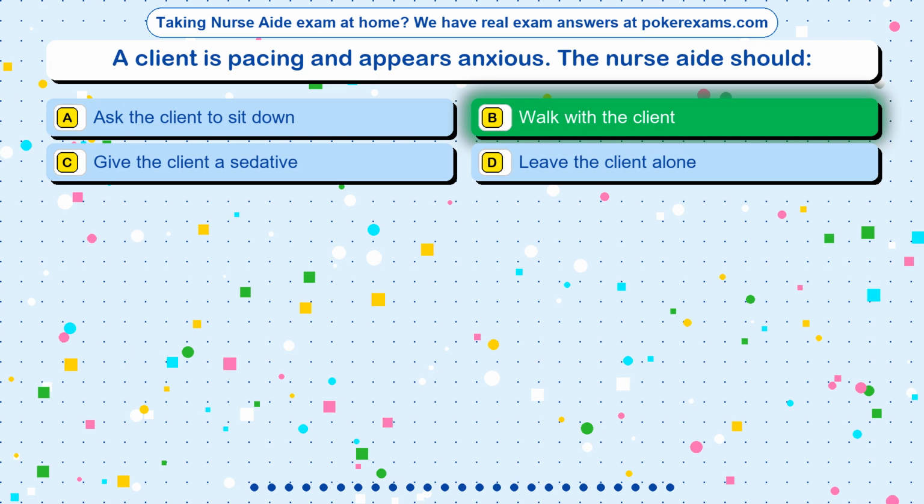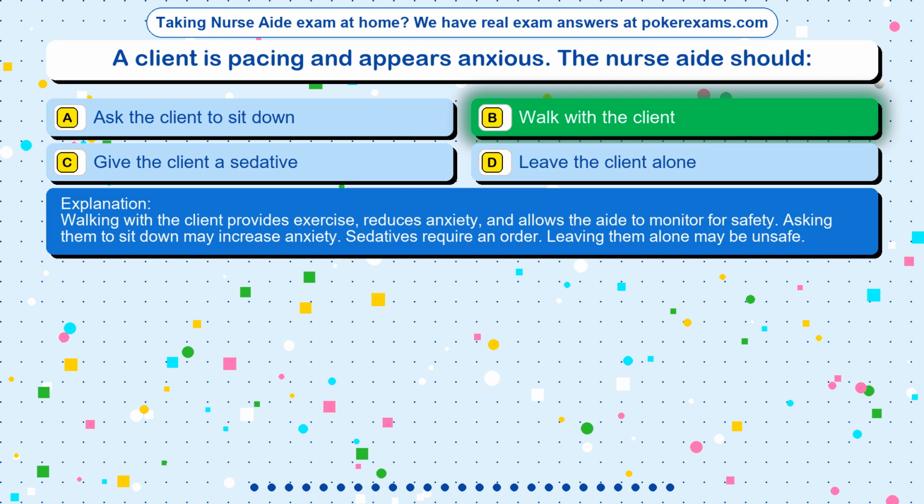The correct answer is option B, walk with the client. Walking with the client provides exercise, reduces anxiety, and allows the aide to monitor for safety. Asking them to sit down may increase anxiety. Sedatives require an order. Leaving them alone may be unsafe.